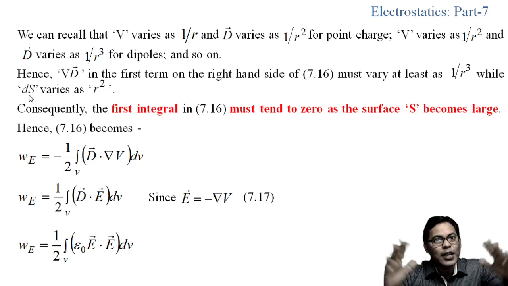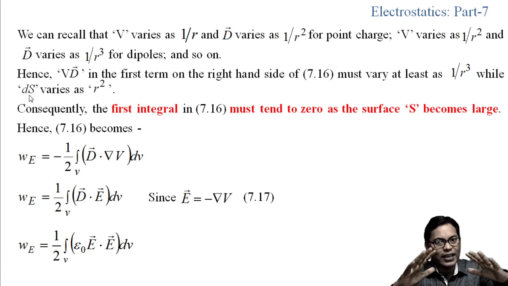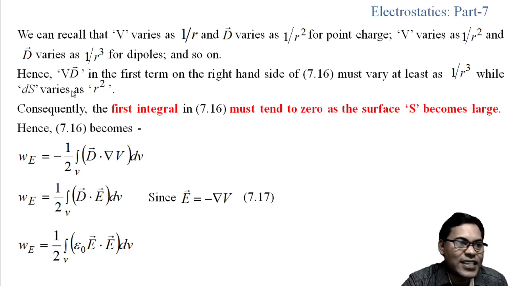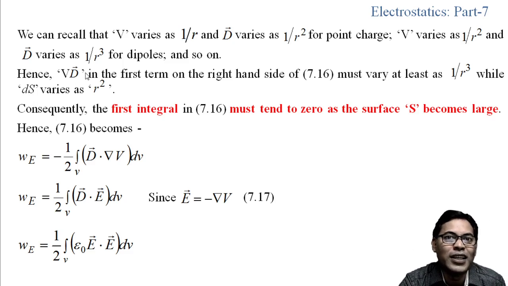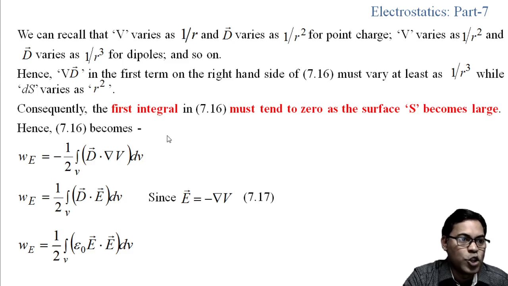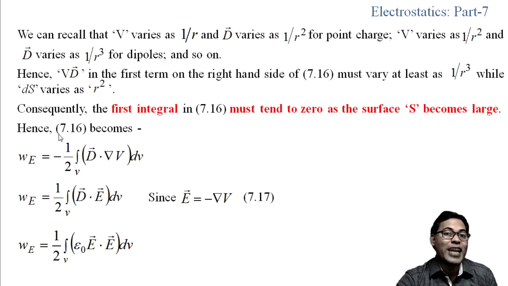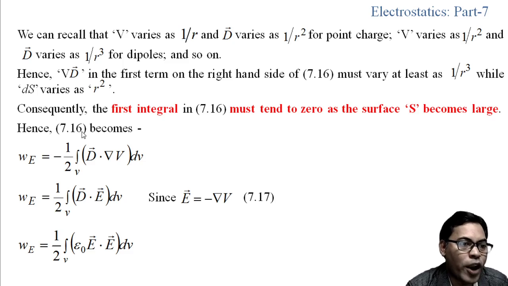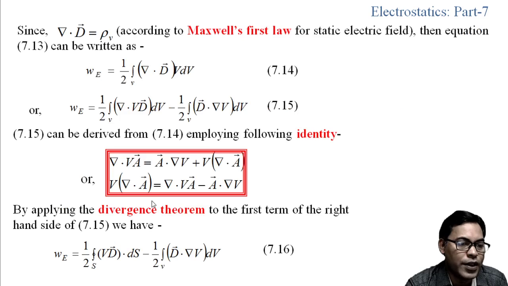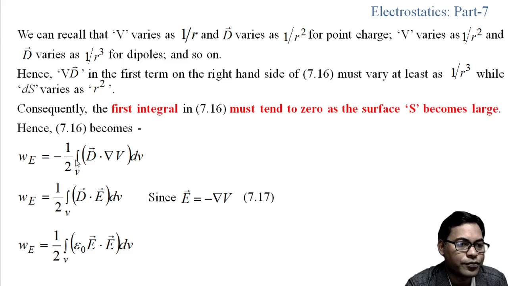So at some point, if we take a very large sphere, the VD term will be 0 or tend towards 0, and we can neglect this term. If we neglect this term, then equation 7.16 becomes We equals minus half the volume integral of D dot del V dV.